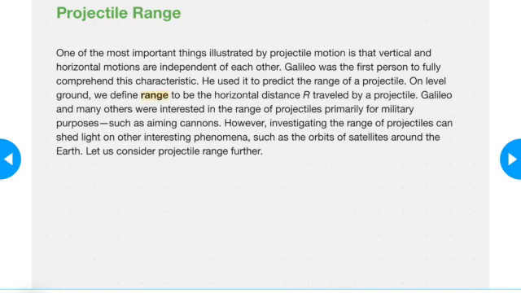There's a definition here. The range is the horizontal distance traveled by a projectile.